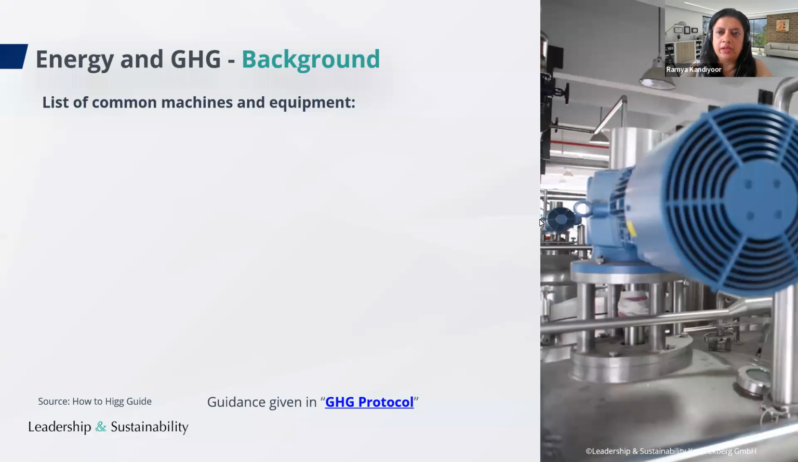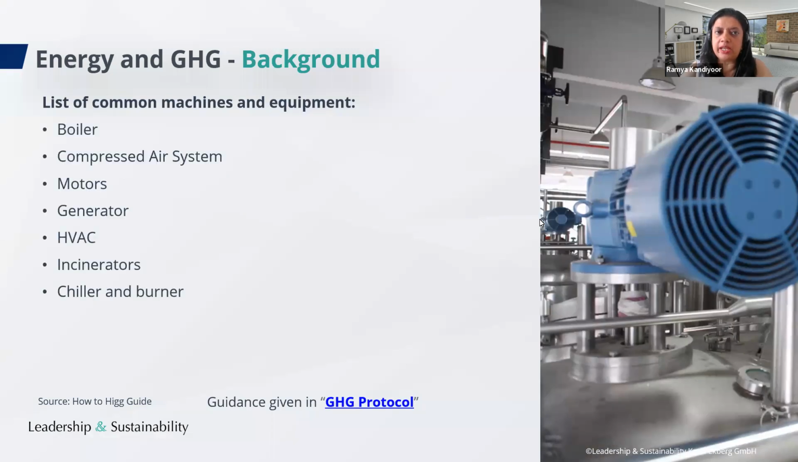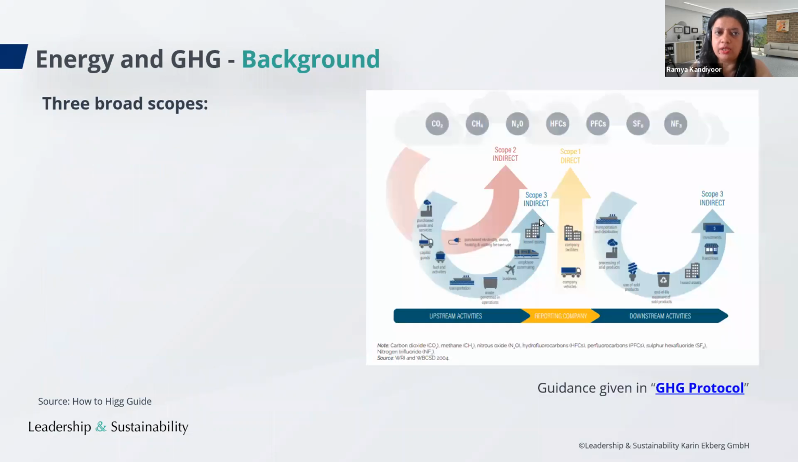And some of the common machines and equipment that is there on site as we are operating different processes are your boilers, your compressed air systems, motors. You would require to have the information on what is the energy consumption with each of these different equipment in order for you to be tracking the energy within your organization.